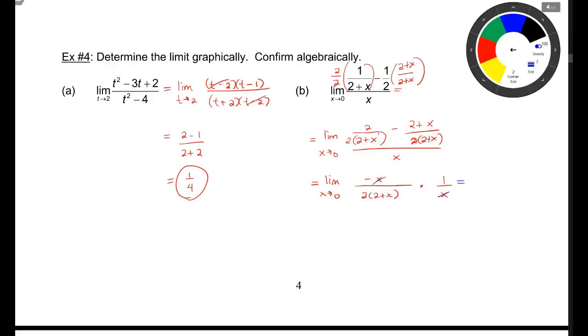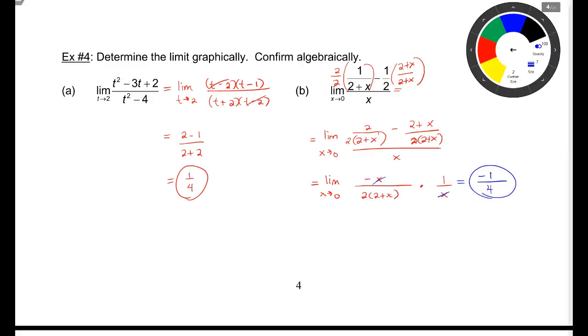And now can I plug in? Yes. Okay, our whole goal was to get rid of that x on the bottom. So I still have a negative 1 in the top, and in the bottom we get 4. So negative 1, 4. If we keep all of our limits in a line, we can do it once, or do we have to write out a little bit of that?